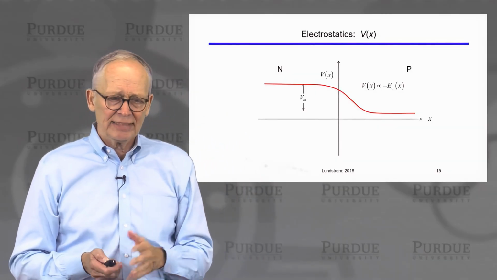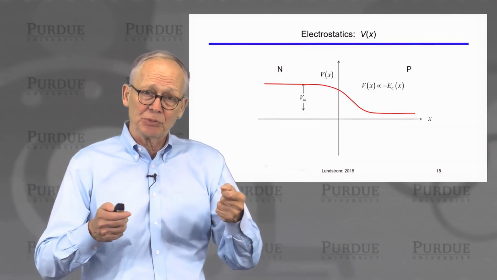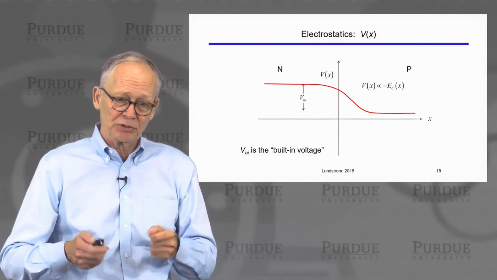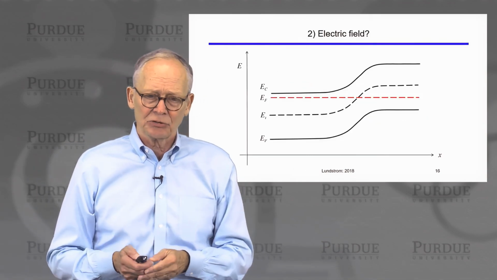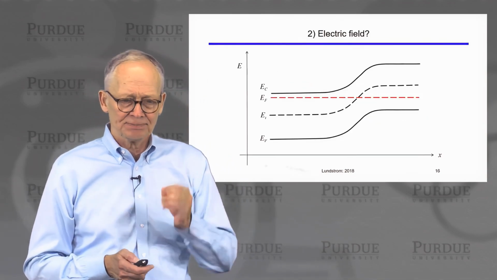So you can see that there is some potential difference between the N side and the P side once we put the two together. This difference is called the built-in voltage of the PN junction.